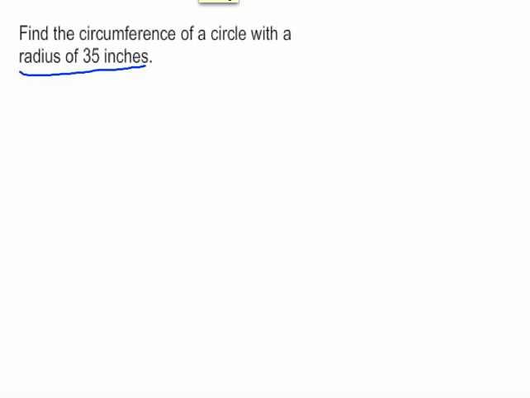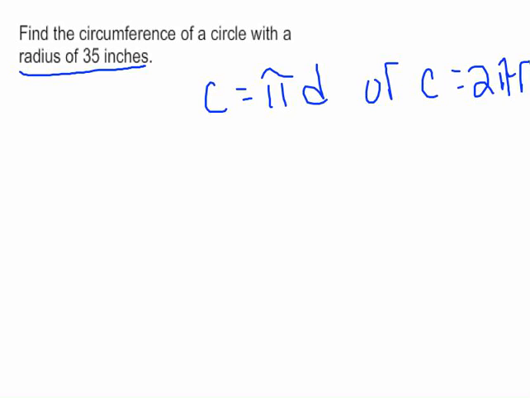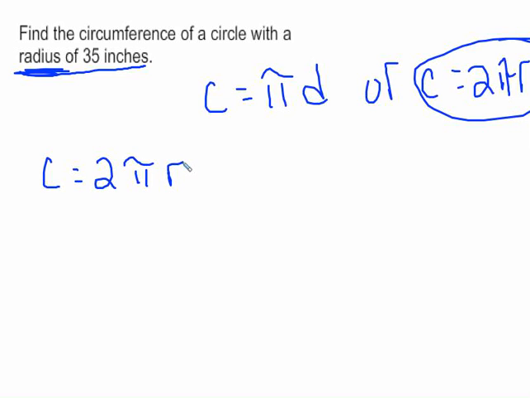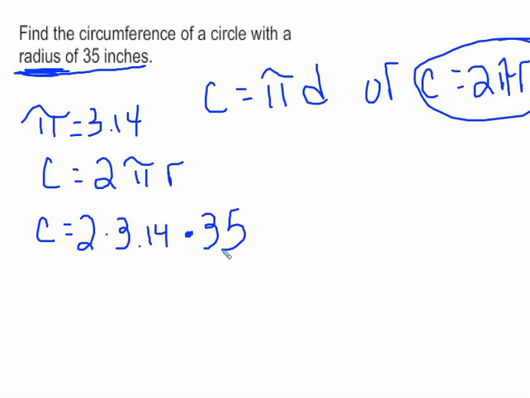Find the circumference of a circle with a radius of 35 inches. Now remember, circumference equals pi times diameter, or circumference equals 2 pi r. Both formulas mean the same thing, but in this case, since I'm given the radius, I'm going to use this formula. So circumference equals 2 pi r. I know that pi equals 3.14. So I'm going to calculate circumference equals 2 multiplied by 3.14 multiplied by 35. So I'll give you a chance to calculate this before I give you the answer.